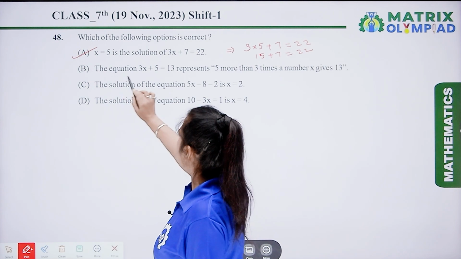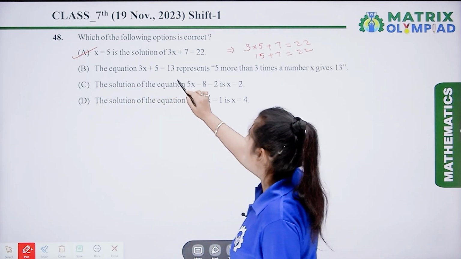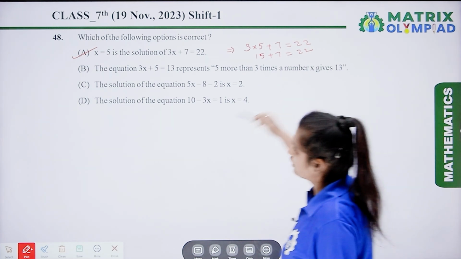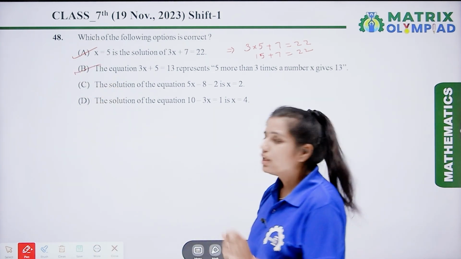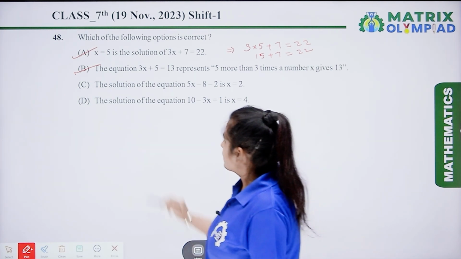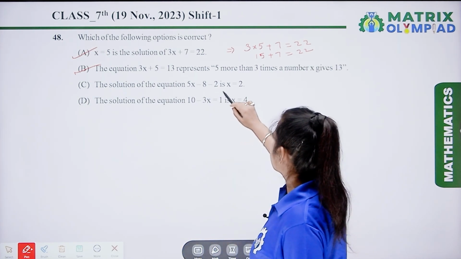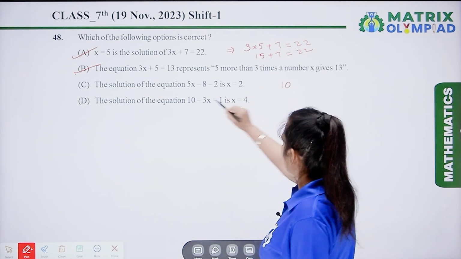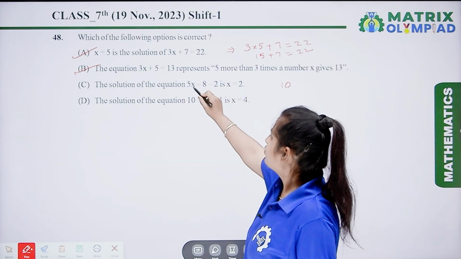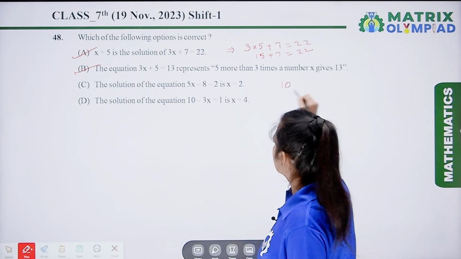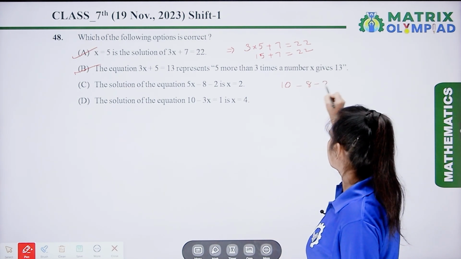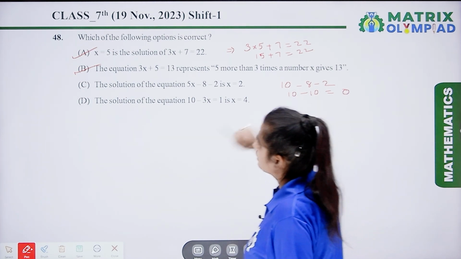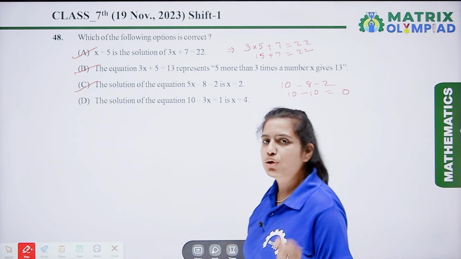Now, the next one is the equation 3x plus 5 is equal to 13 represents 5 more than 3 times the number x gives 13. Yes, this statement is also true. Now, the third statement is the solution of the equation 5x minus 8 minus 2 is x equal to 2. Let's put the value. In place of x, we put 2, and 5 multiplied by 2 is 10 minus 8 minus 2. So here 10 minus 10 is equal to 0. It means the third statement is also correct.